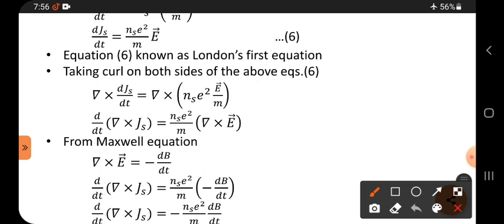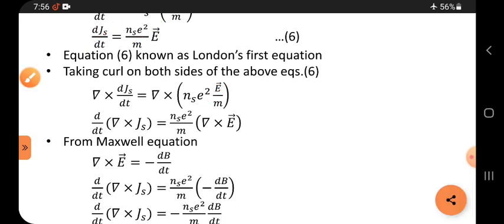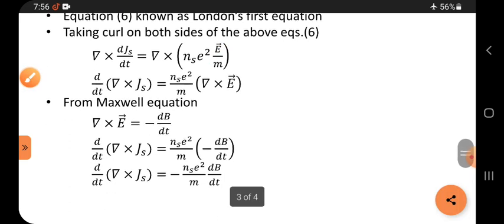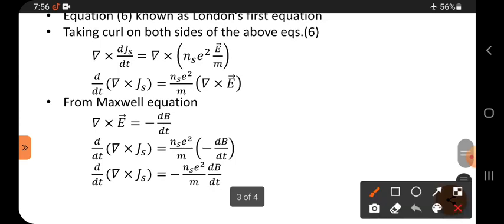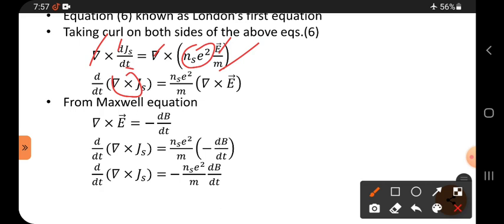So del cross this is equal to del cross into this. Both sides, del cross is applied. And here d by dt, take outside and multiply del inside, it becomes like this. And here these two things bring outside with m, then del cross E will be inside.